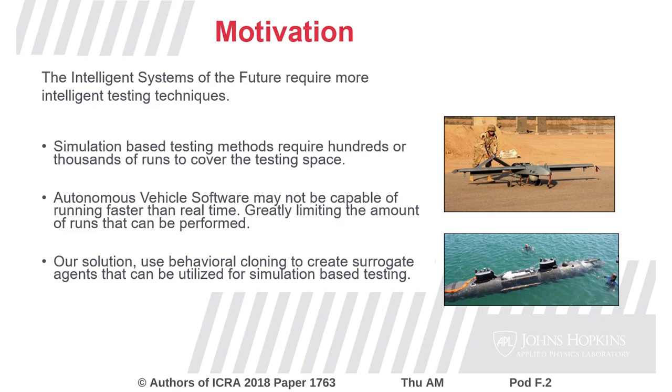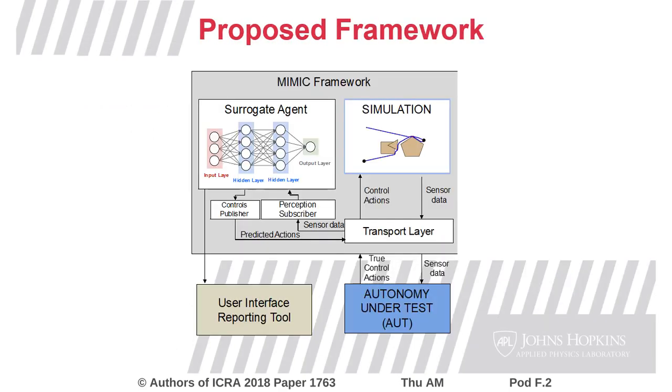However, it is difficult to apply simulation-based testing methods as many modern autonomous systems cannot be run faster than real time. This greatly limits the amount of tests that can be run in a simulation to get full coverage of the testing space. To solve the problem of a limited number of runs, we propose the following framework for creating surrogate agents via imitation learning.